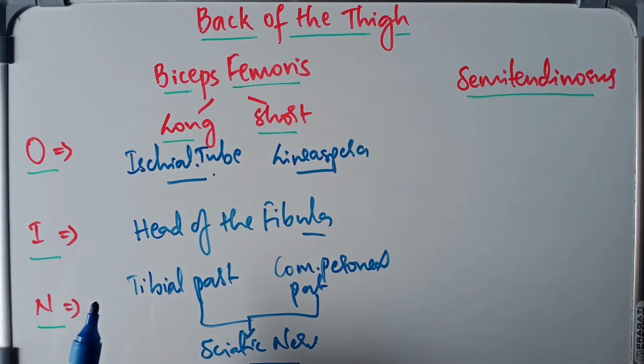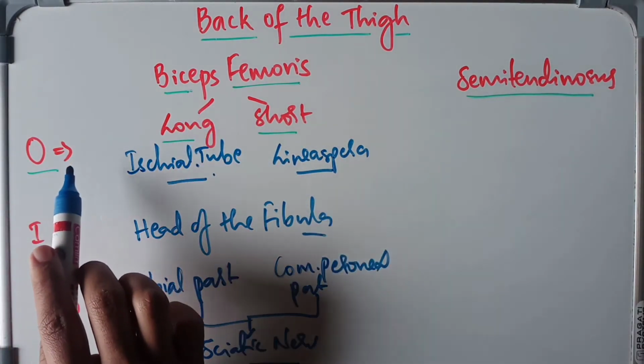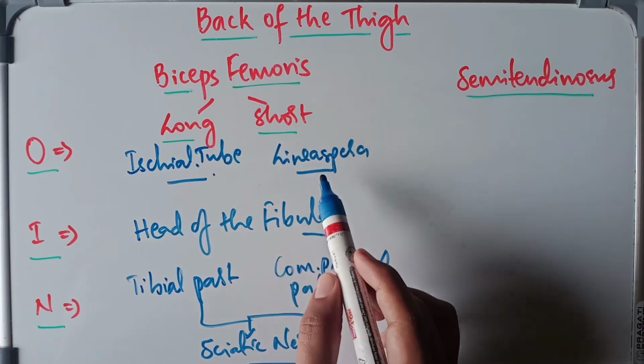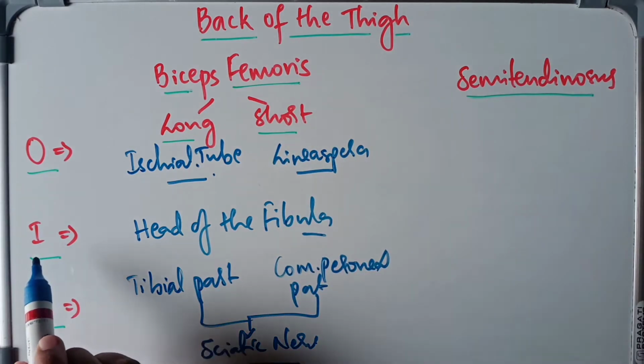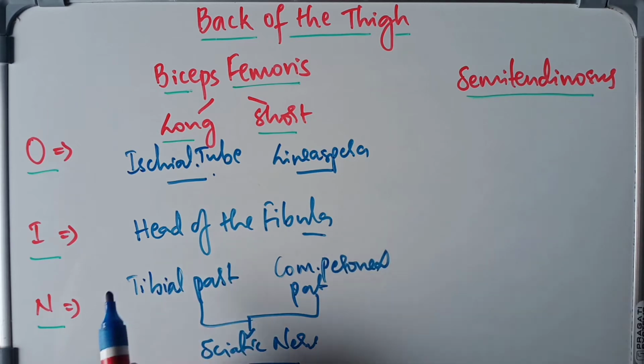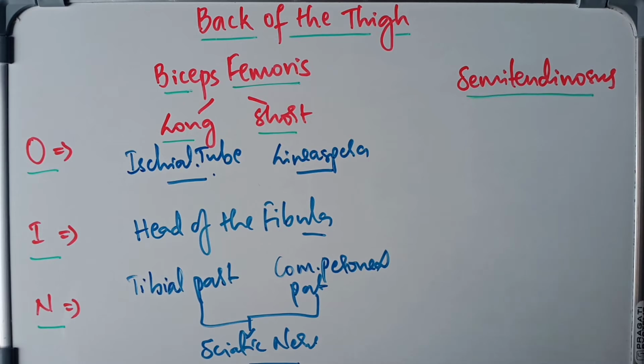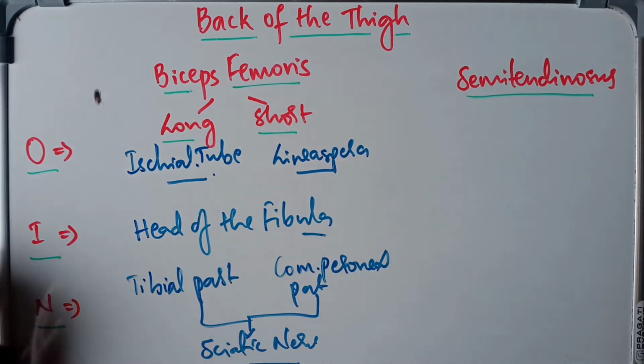So I am discussing again the origin of the biceps femoris. We have the long head as well as the short head. The long head comes from the ischial tuberosity, the short head comes from the linea aspera. They are both inserted into the head of the fibula in front of its styloid process. And what about the nerve supply? The long head is supplied by the tibial part of the sciatic nerve, the short head is supplied by the common peroneal part of the sciatic nerve. So this is about the biceps femoris.